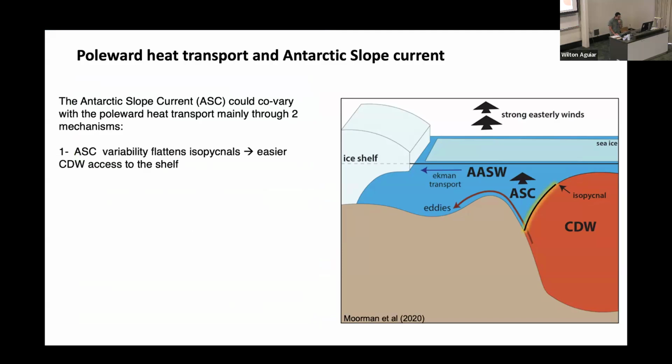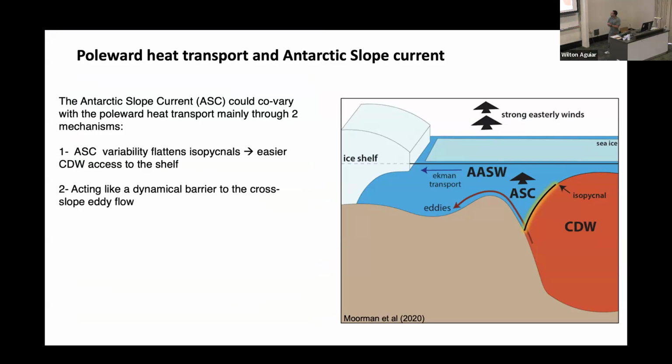Now, there are two mechanisms by which we can think physically that this will happen. One is that whenever we have the flattening of these isopycnals here, we directly allow more circumpolar deep water to get to the shelf, but this flattening of the isopycnals also erases the density gradient between the shelf and offshore, which then makes the slope current decelerate. So it would be more of a covariability, but not a causality in this case.